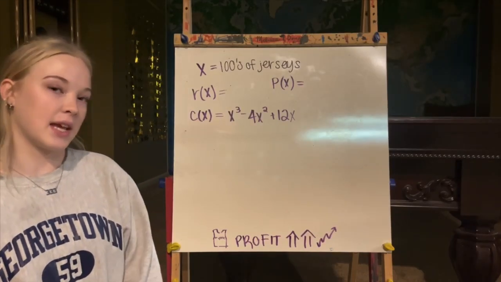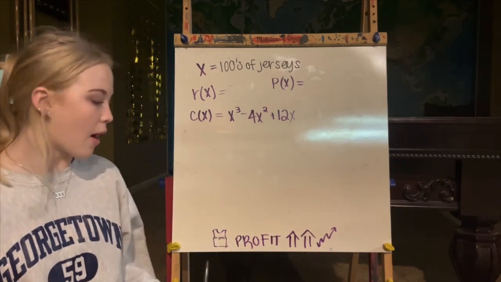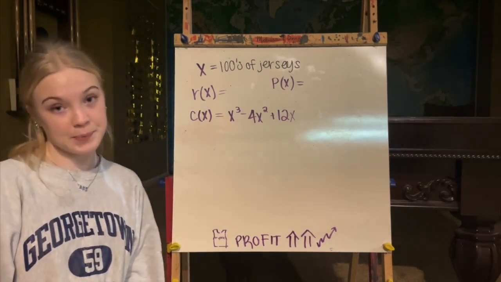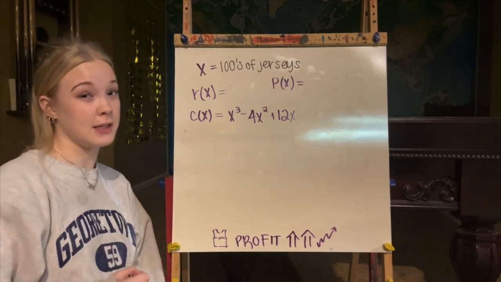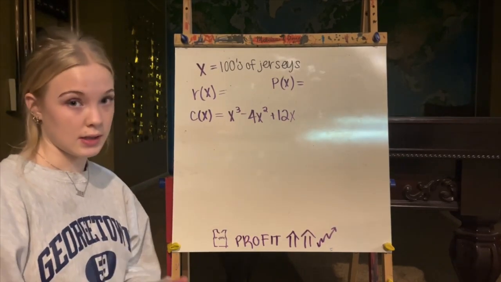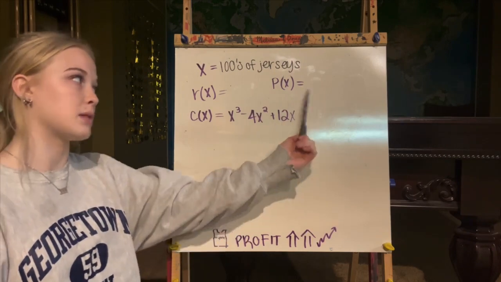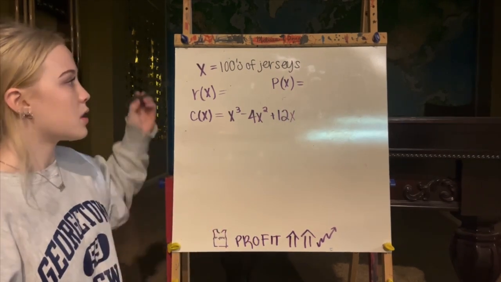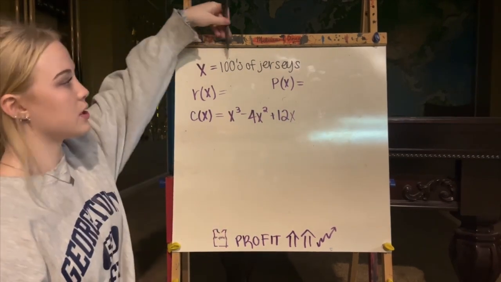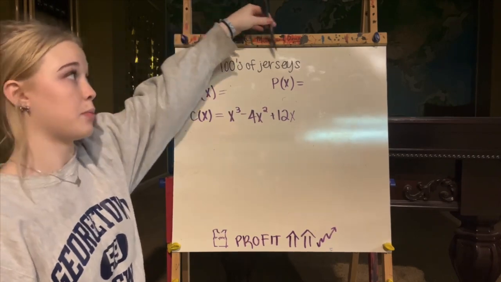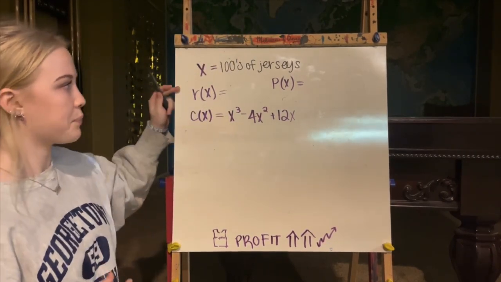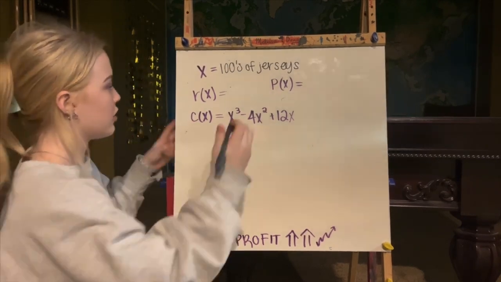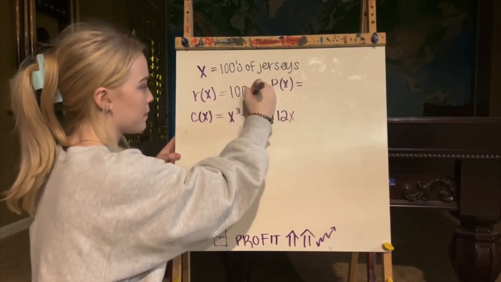Hello, my name is Emily, and today we're going to be learning how to maximize our profit with the Michigan Mystics. So, basically, we are going to be seeing how many hundreds of jerseys to produce in order to maximize our profit. So today, we're going to let our X equal hundreds of jerseys that we're producing at a time, and we're going to take a look at our revenue real quick. We are going to let our revenue equal 100X, and I will tell you why.